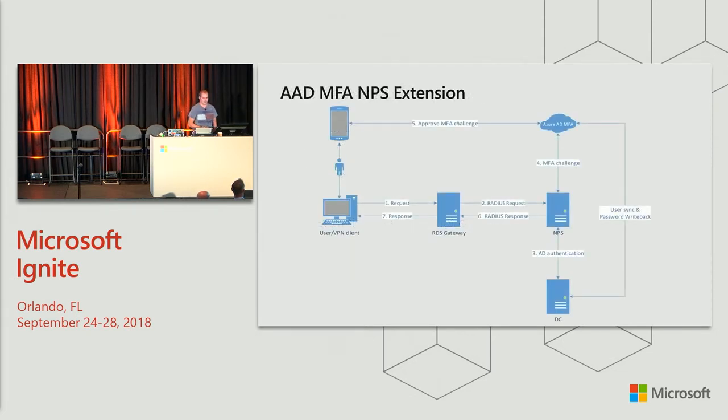And this is just a diagram of that. So the user is requesting access to an RD gateway here. That request is sent to our NPS server, which then authenticates to our AD, and then to Azure AD, which sends the multi-factor challenge. And when that is done, it's accepted, and the user gets logged in.